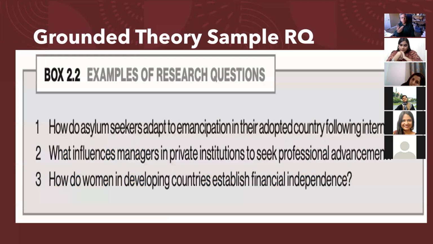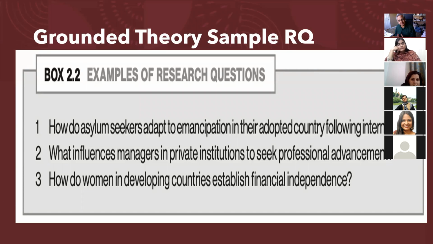So let me go to the next slide and actually show you two or three examples of research questions in grounded theory. Number one, how do asylum seekers adapt to emancipation in their adopted country following internship? What influences managers in private institutions to seek professional advancement? How do women in developing countries establish financial independence? Correct? Now, if you notice, the common thread that is running through all these questions in grounded theory is causality.